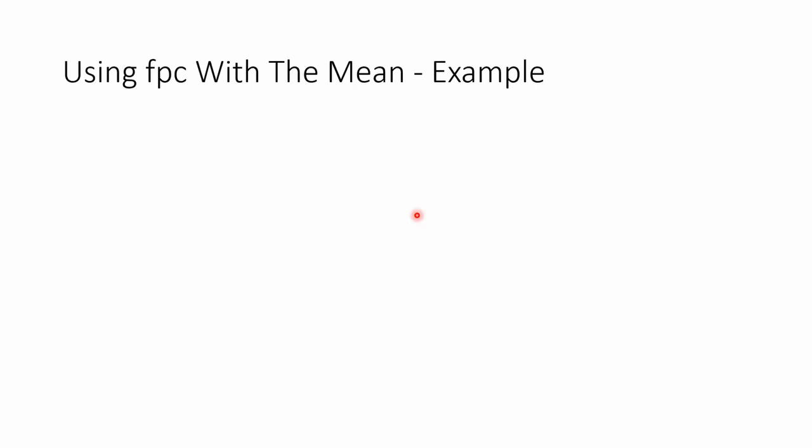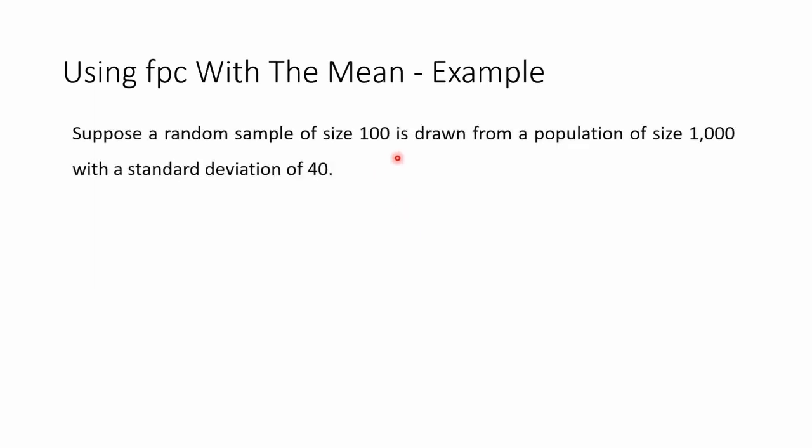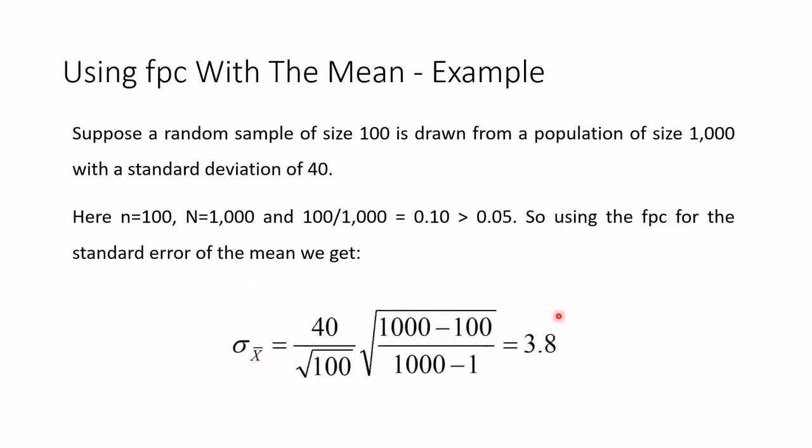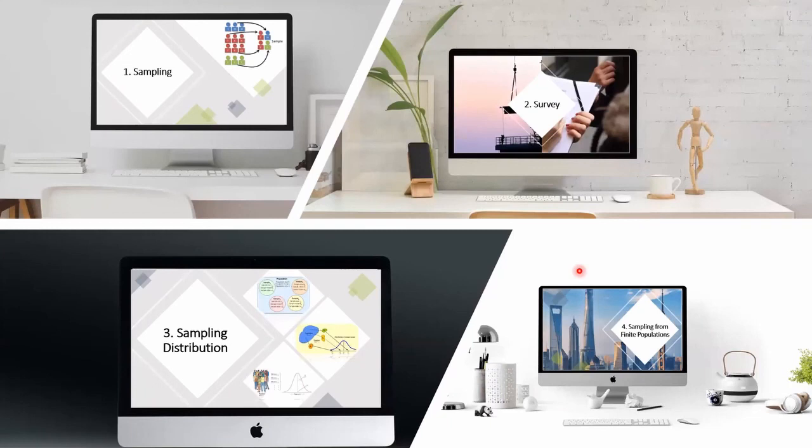Let's have a look at an example. Suppose a random sample of size 100 is drawn from a population of size 1000. So instantly you know that the sample size is more than 5% of your population size, and your standard deviation is 40. So n is 100, your population size is 1000, which gives you 10%, which is greater than 5%. So using the FPC for the standard error of the mean, we get 3.8. So this is an example. You don't have to know this in detail, but be aware of such a thing. That's what is important. So the fourth section, we looked at sampling from finite populations.